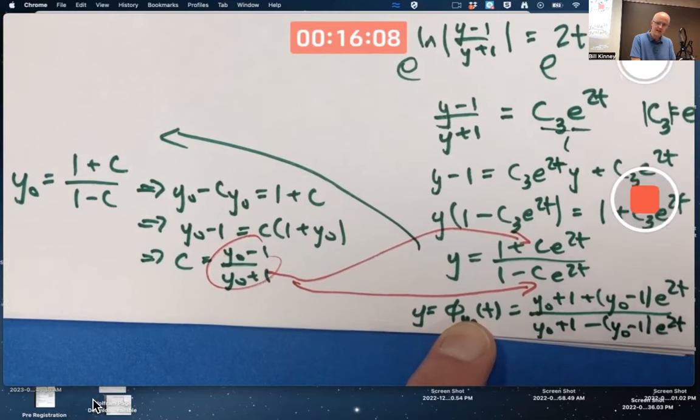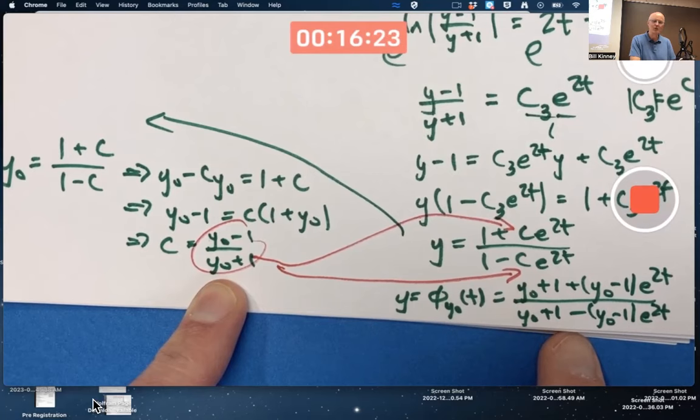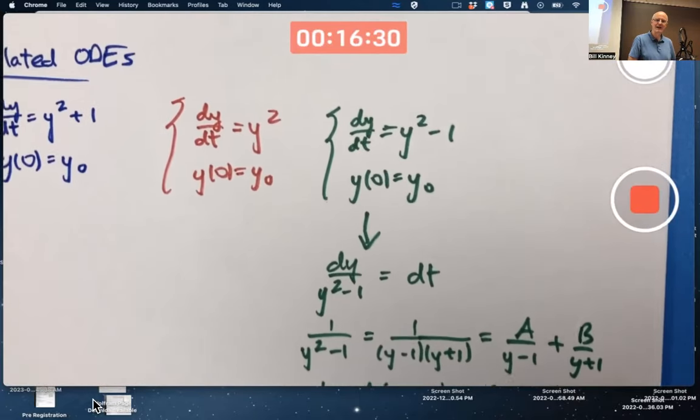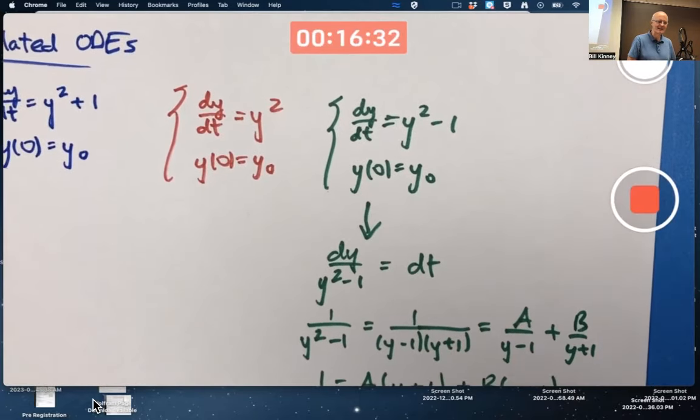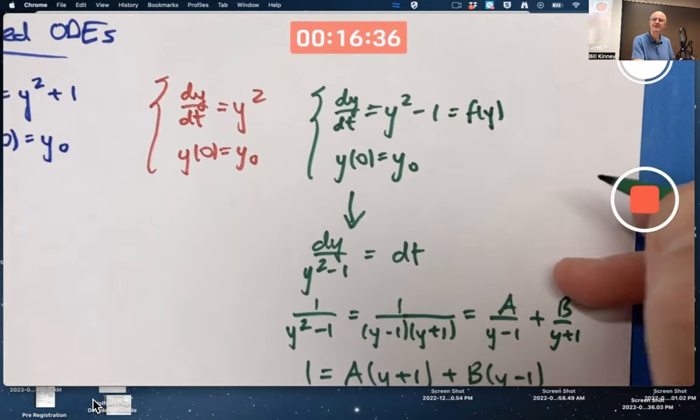I replace the C with that, and then I multiply the top and the bottom by y naught plus 1. Hopefully no mistakes. Okay, so this solves any initial value problem. What about the phase line? That's where you want to come back. I will show that to you if you were writing it down again. That's where you want to come back up and think about this qualitatively.